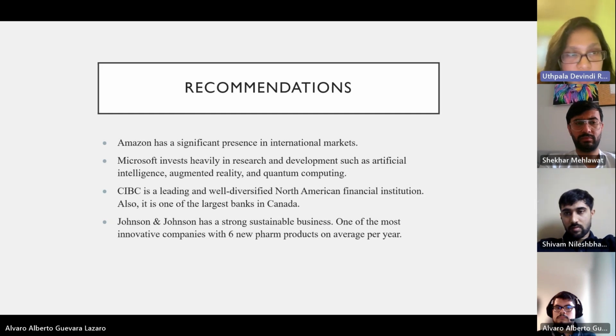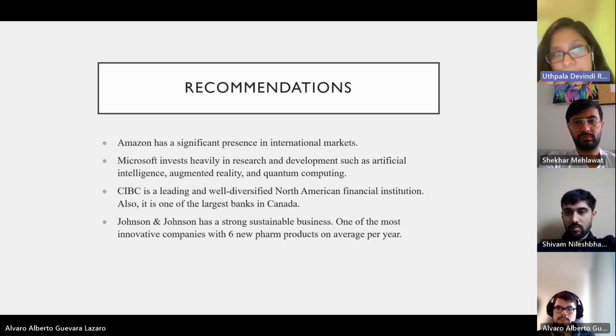Next one is Microsoft, a tech powerhouse that deserves our attention due to its heavy investment in research and development. The company's focus on artificial intelligence, augmented reality, and quantum computing reflects its commitment to innovation and to staying ahead of the curve.